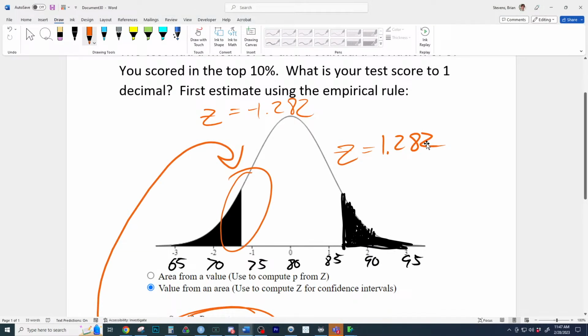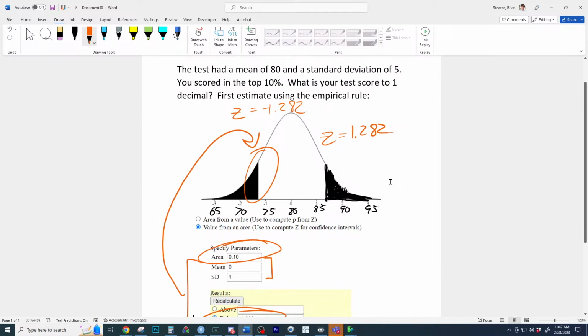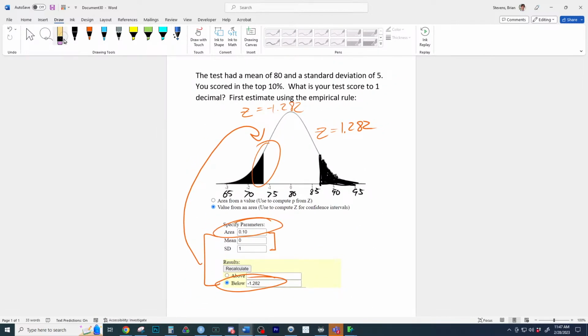And now we go back here and we say, well, what do we do with this? With this information that we now know where the top 10% is, what do we do with that? Well, what does the z-score tell us? What does a z-score tell us?